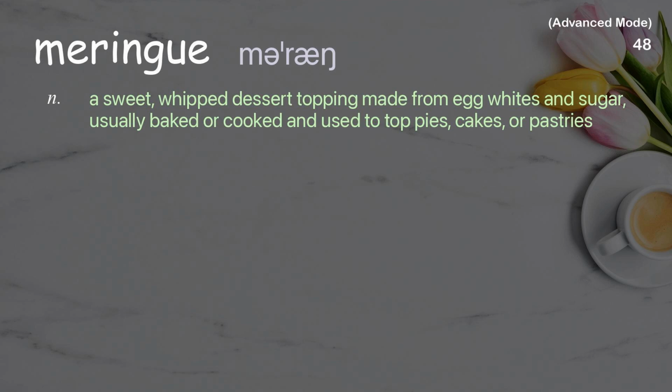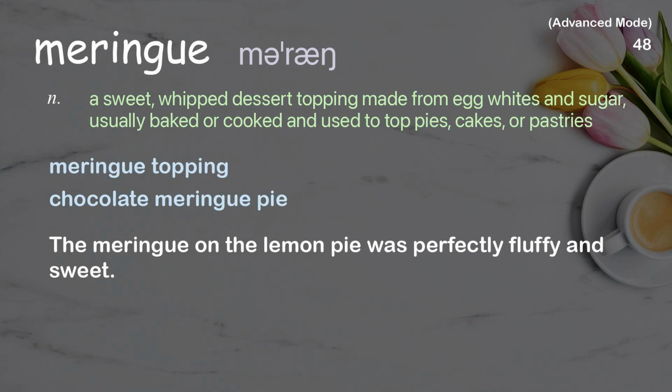Meringue. A sweet, whipped dessert topping made from egg whites and sugar, usually baked or cooked and used to top pies, cakes, or pastries. Examples: Meringue topping. Chocolate meringue pie. The meringue on the lemon pie was perfectly fluffy and sweet.